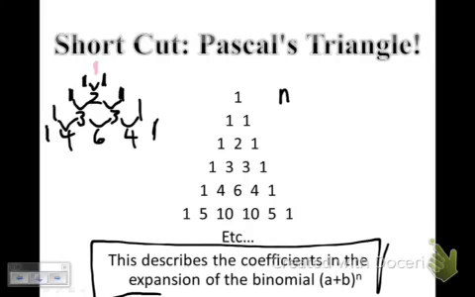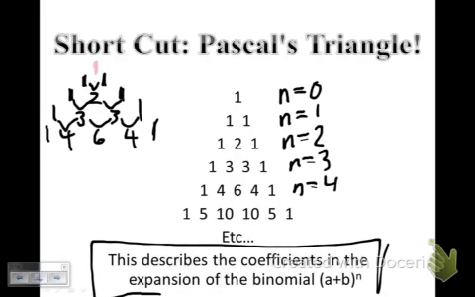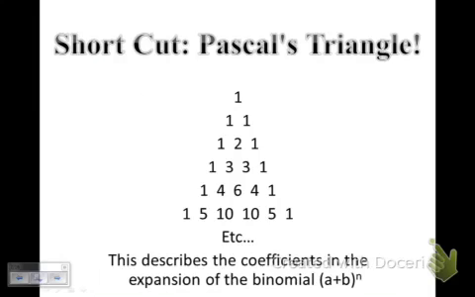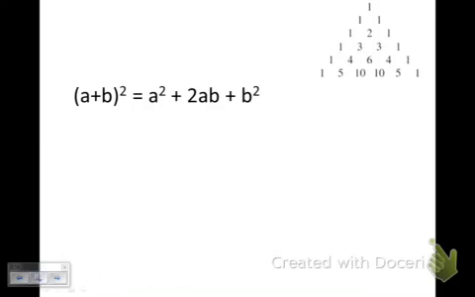And if your n is 0, you start up top. If your n is 1, you start with here. These are your coefficients. If it's 2, you start right there. If it's 3 here, 4, and so forth. Okay, these would be your coefficients. Again, what the heck does that mean? Let's look at an example using Pascal's triangle.